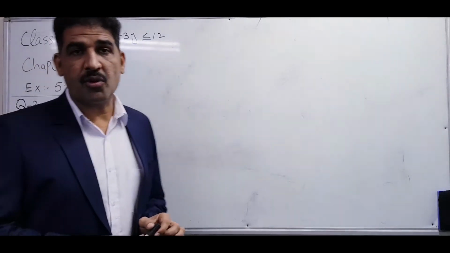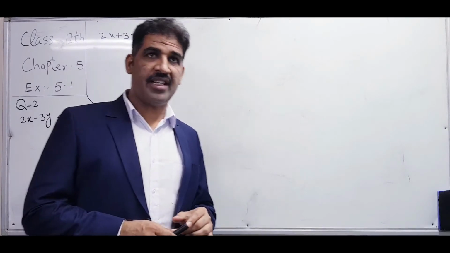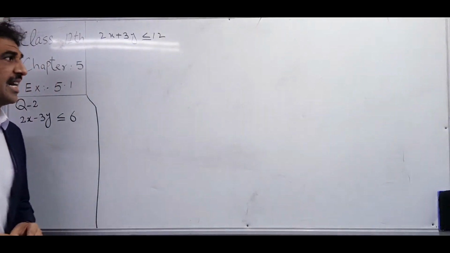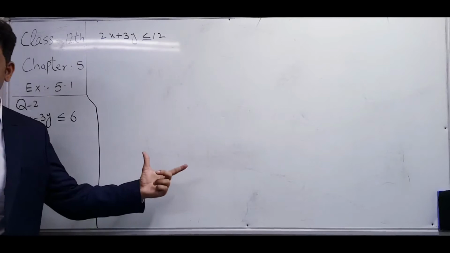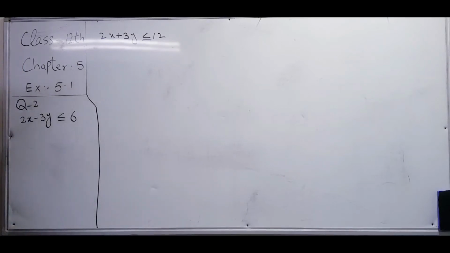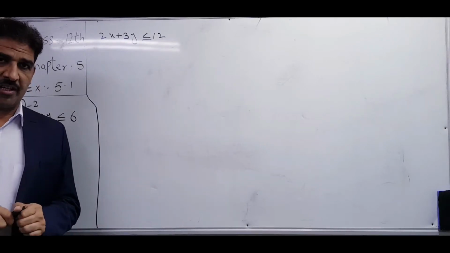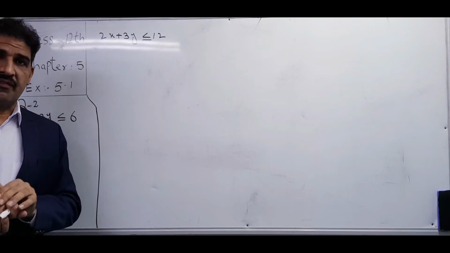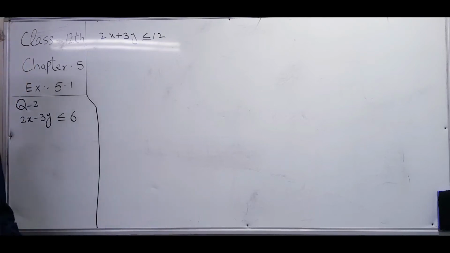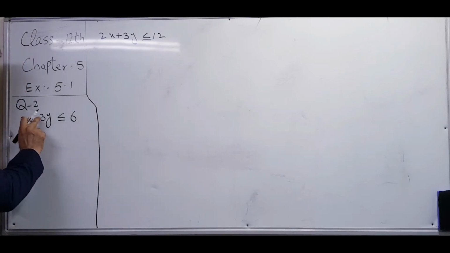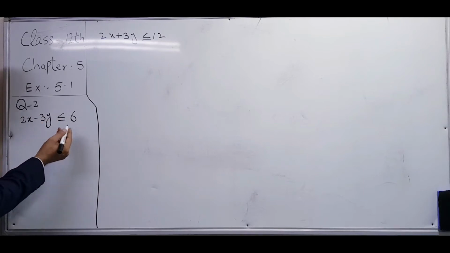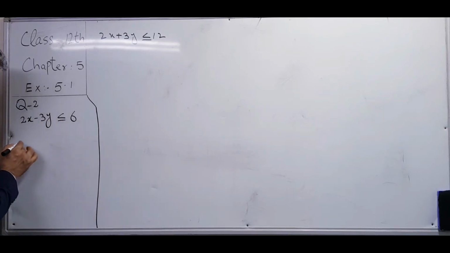What is the difference between question number 2 and question number 1? In question number 1 we solved only a single inequality on a graph paper. Now we have to draw two inequalities on one graph paper. The procedure is the same as 5.1 question number 1. The first step, what we did in question number 1, we removed this sign and used the sign of equality. Good.